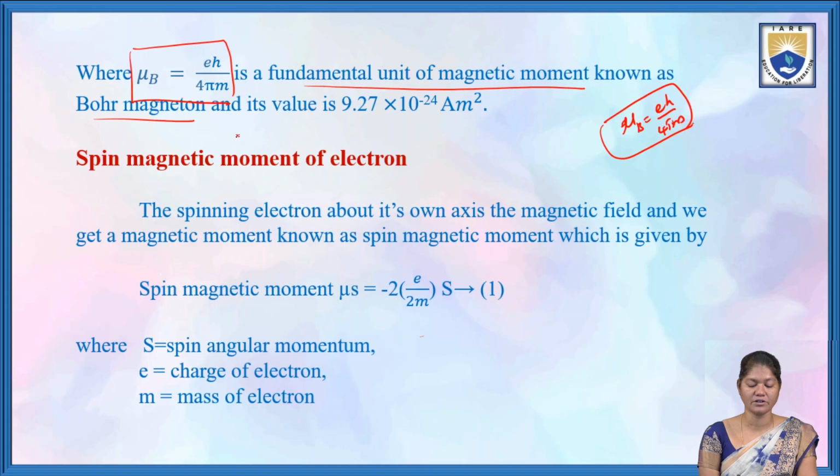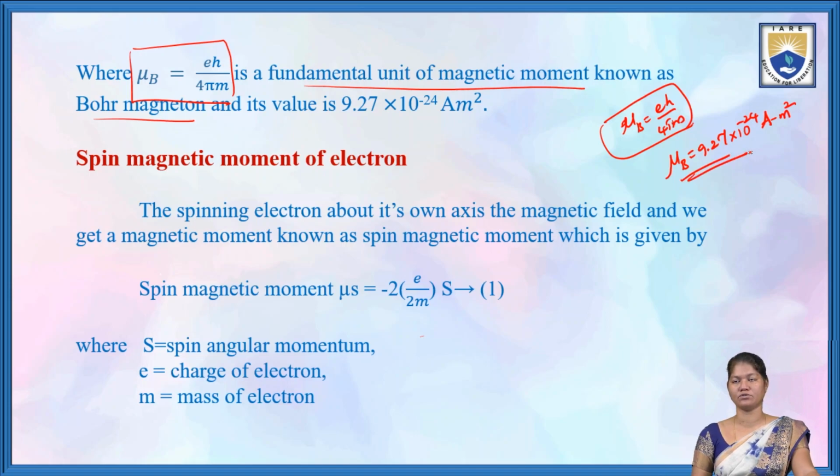So this Bohr magneton value, mu b, is equal to 9.27 into 10 power minus 24 ampere meter square. This is the Bohr magneton value. So this is the magnetic moment which is produced by the orbital motion of the electron.